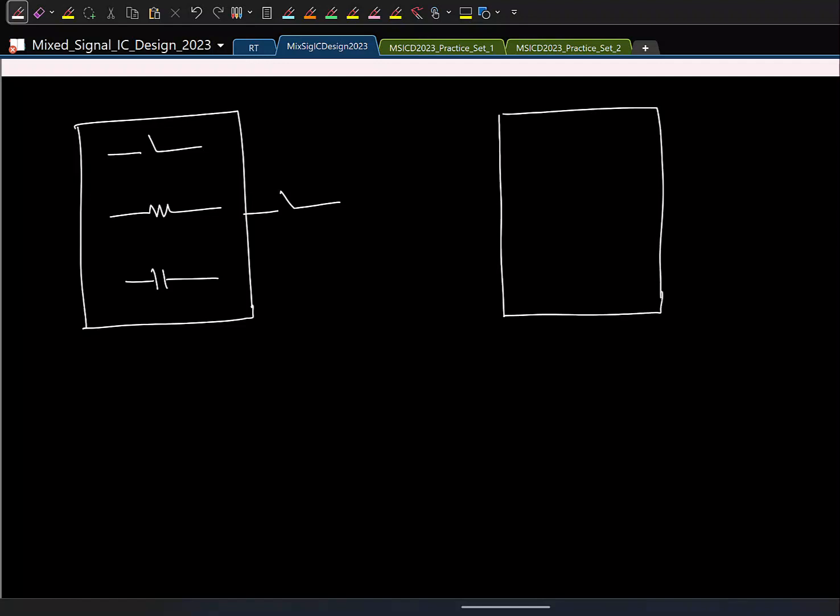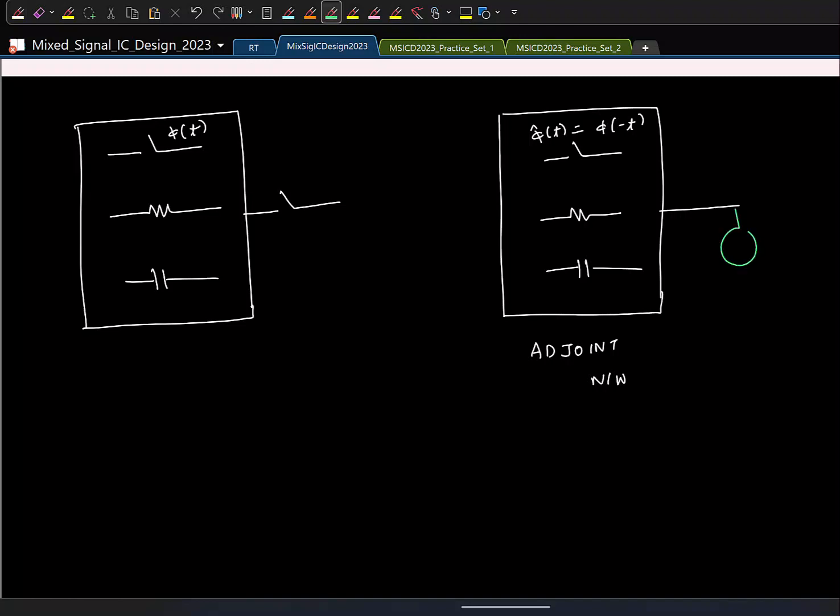So what you have to do is you form what is called an adjoint network. The network is pretty simple. You don't do anything, you have the same network with Rs and Cs, switches. If the switches were controlled with the clock phi of t, you replace the clock with another clock phi hat of t, which is phi of minus t. And this is the output. So what you do is you inject an impulse current and you find the energy stored in the network at t equal to 0 plus.